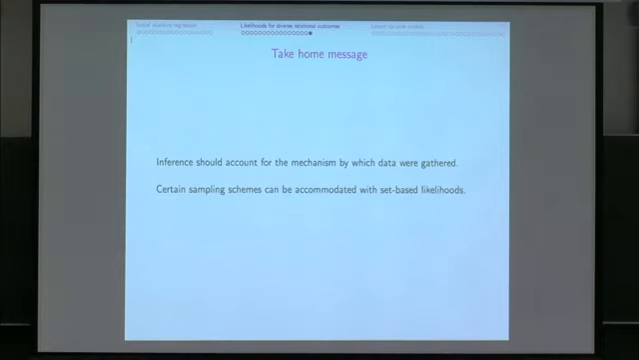The take-home message there is that inference should account for the mechanism by which the data were gathered. Sometimes we get some network data set off the web and just take it out of context. It's important to recognize the context in which the data were gathered, and this can dramatically change the inferences that you make. Certain types of sampling schemes can be accommodated with these set-based likelihoods.